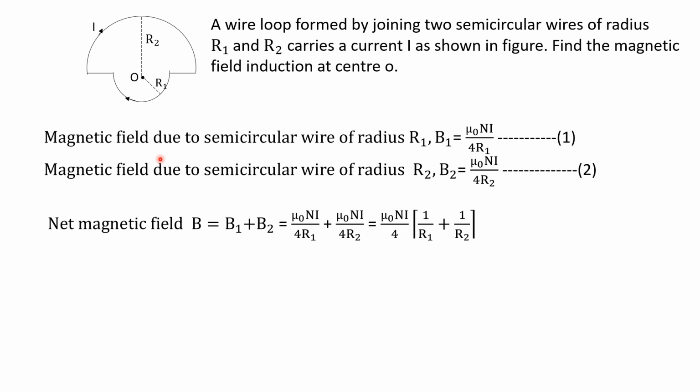Both carry current in the same direction. So magnetic field due to both are downwards, the same direction, that is into the coil. So the net magnetic field B is equal to B1 plus B2. So we can add these two from equation 1 and 2. Mu 0 N I by 4 is common. So net magnetic field B is equal to mu 0 N I by 4 into (1 by R1 plus 1 by R2).